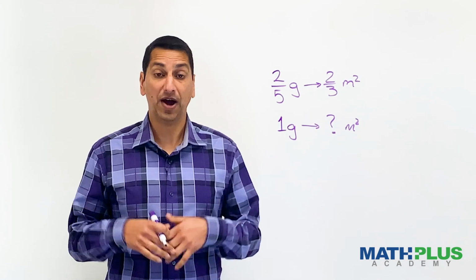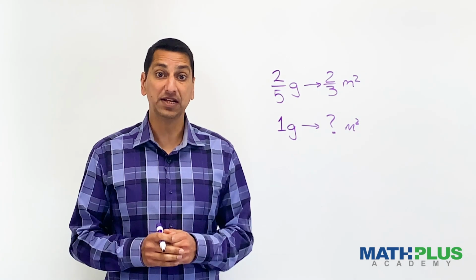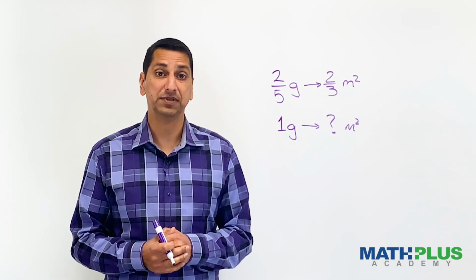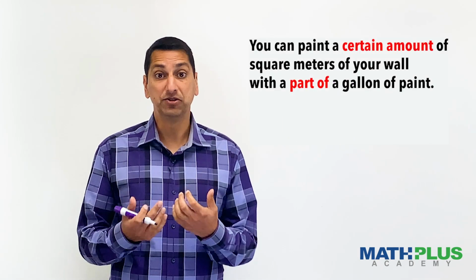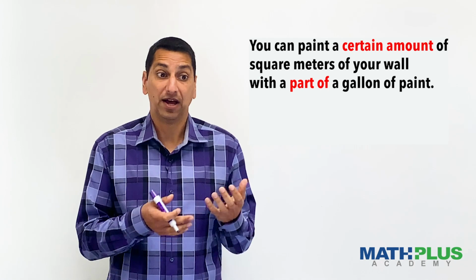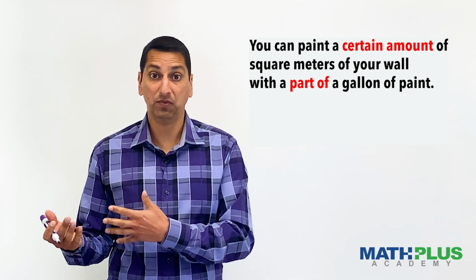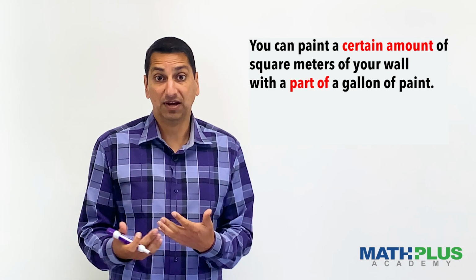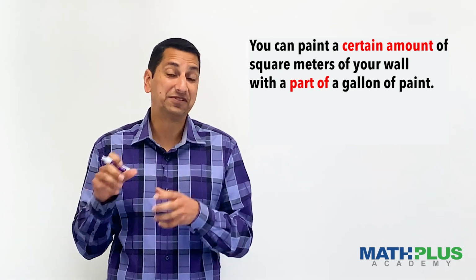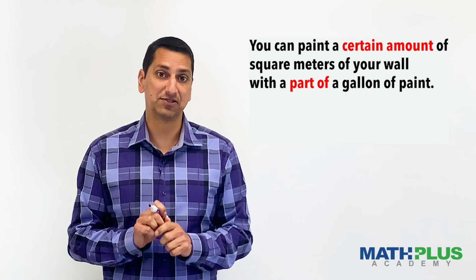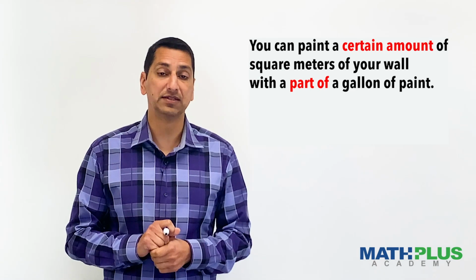Okay, great. Another thing I can do to help me make sense of it is to make it a numberless word problem. What would that look like? Well, you could say you can paint a certain amount of square meters of your wall with a part of a gallon of paint. So I've taken the real numbers out and I've replaced them with these vague things. A certain amount of your wall, part of the paint.